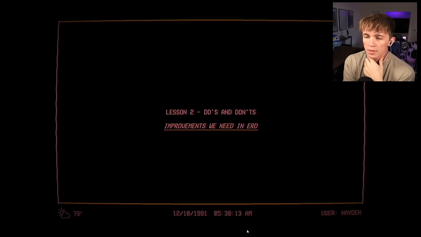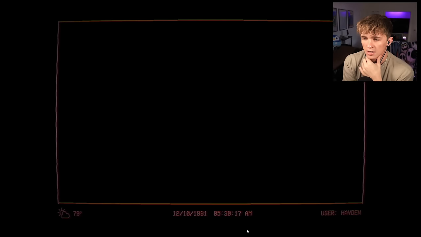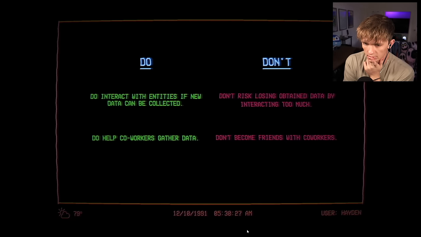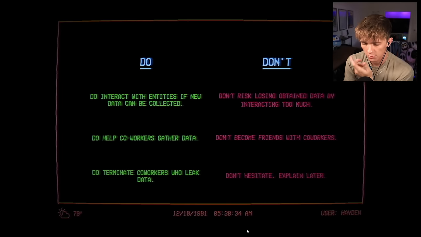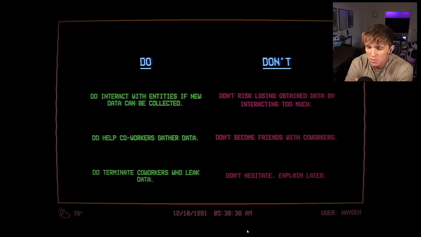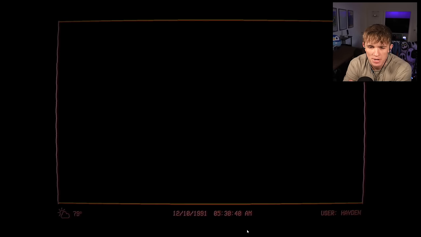Do's and don'ts, improvements we need in ERD. To interact with entities, if new data can be collected, don't risk losing obtained data by interacting too much. Okay. Do help co-workers gather data. Don't become friends with co-workers. Yeah, okay, fuck our co-workers. Do terminate co-workers who leak data. Don't hesitate, explain later. Lots of termination in this. I like termination.